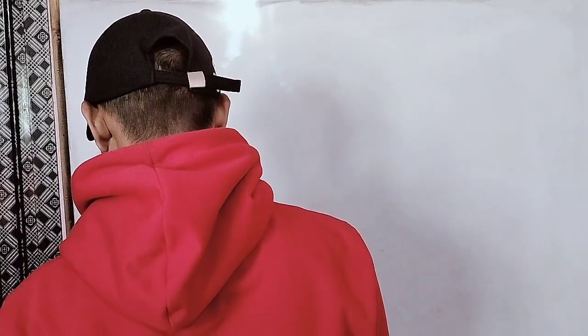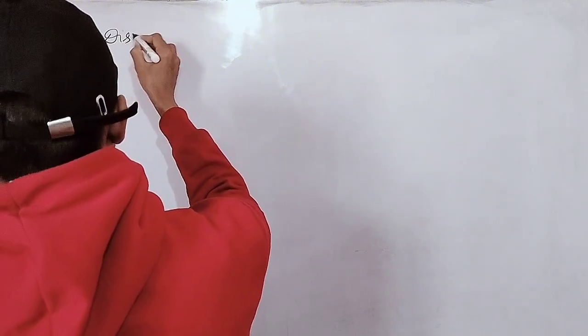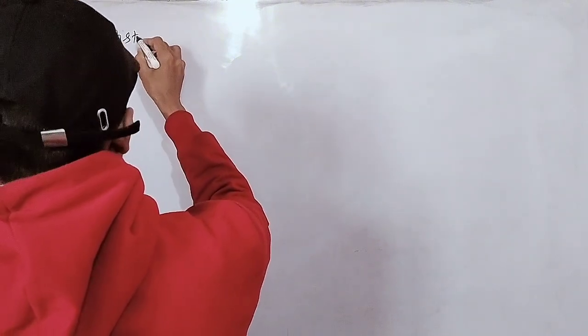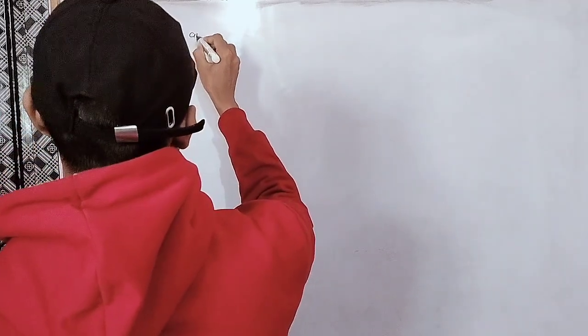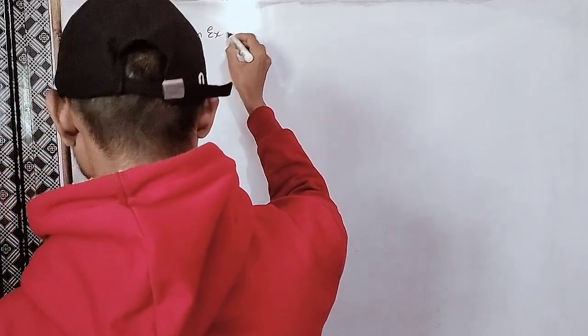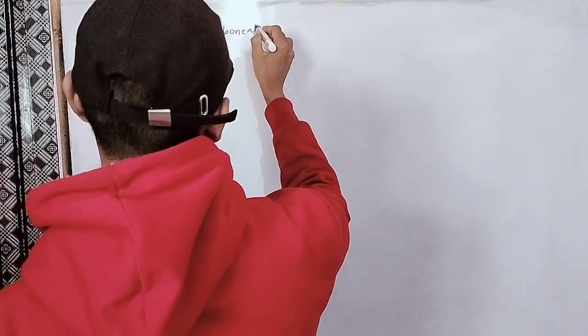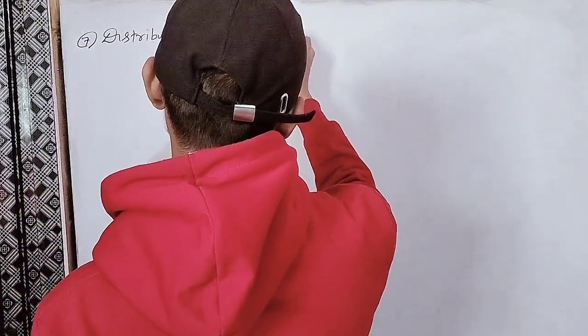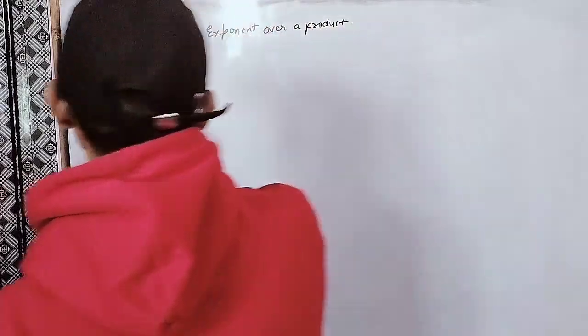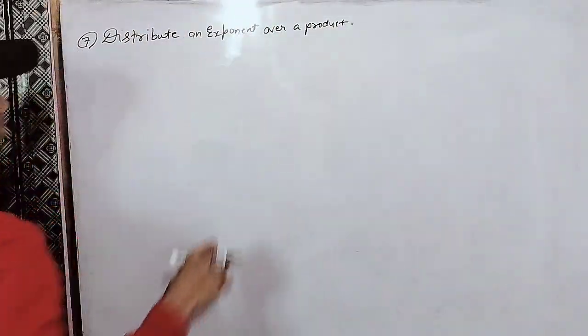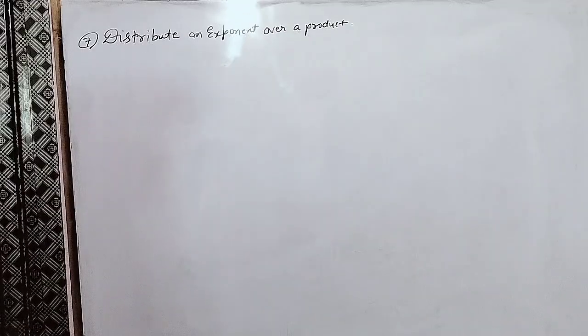Next, which is a different something. Distributor and exponent over a product. So the meaning of this sentence, just understand what it is saying, this word.